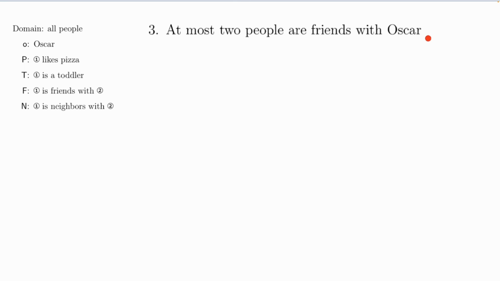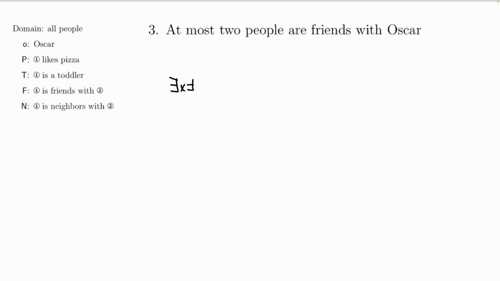That's what this is saying, or that's certainly one way to paraphrase what this is saying. It's denying that there are at least 3 people who are friends with Oscar. So we could translate there are at least 3 people that are friends with Oscar, and then just treat this as the denial of that. So if we went that direction, we'd say, okay, here's how we say that there are at least 3 people that are friends with Oscar.